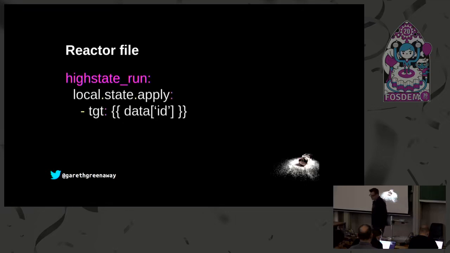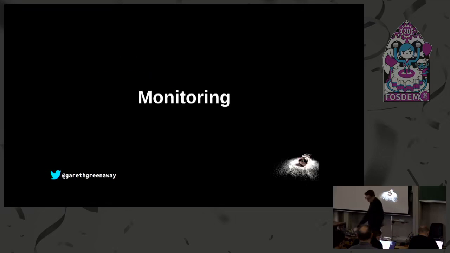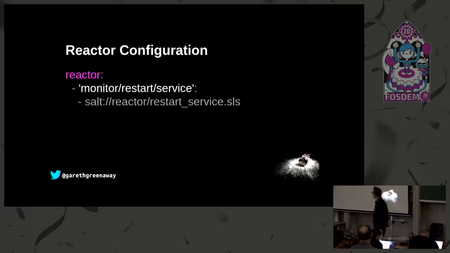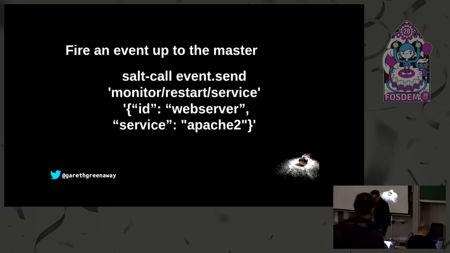The Salt object is available by calling remote execution or runner functions. So we can do some basic monitoring using this. Here we have a reactor system that is looking for the event monitor/restart/service. And when we see that, we want to run the reactor file restart_service in the reactor directory. So if we fire an event on the master that says salt-call event.send monitor/restart/service, the ID is the minion that we want to target, in this case web server, and the service is apache2.